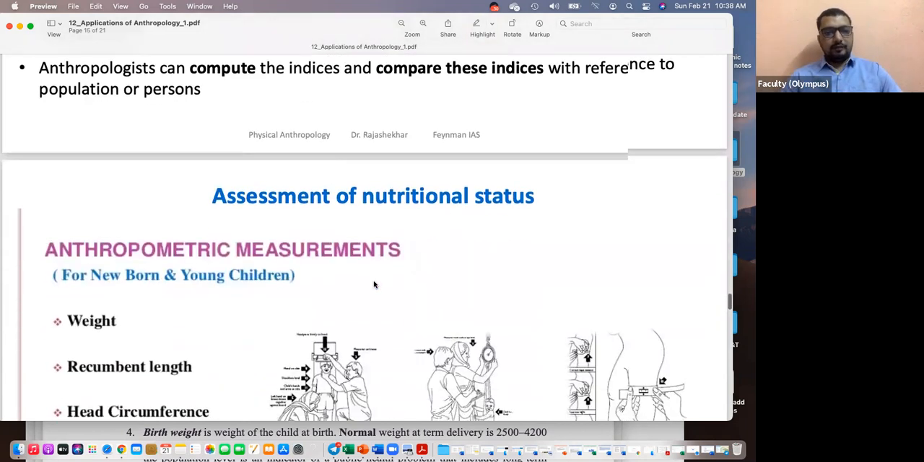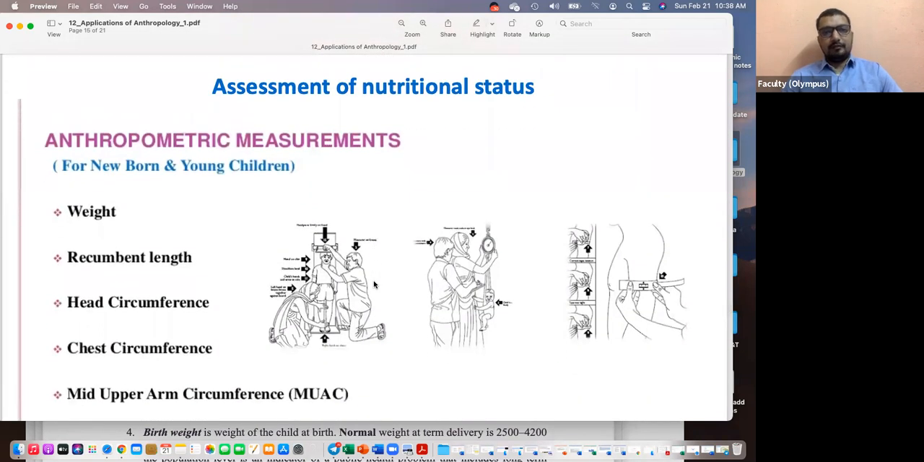Okay, so assessment of nutritional status, for example. We take different anthropometric measures. We're talking about where growth plays a very important aspect. These measurements are mostly useful for early ages of our life, like when we're talking about newborns and young children.